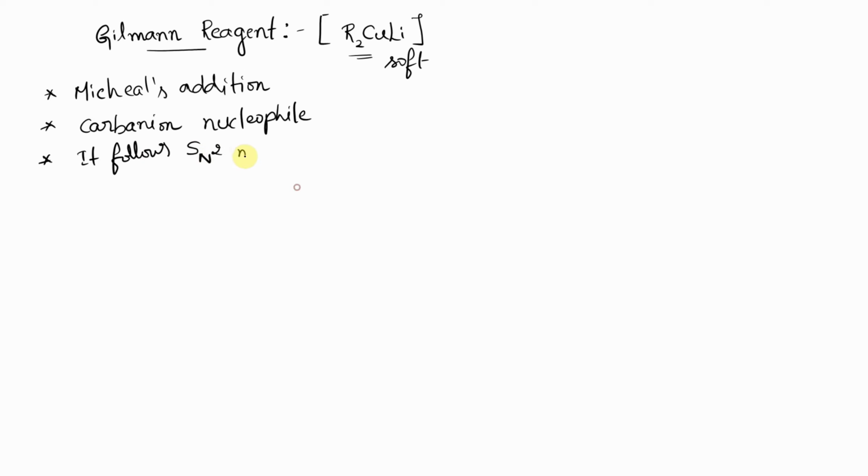You know the SN2 mechanism. What does SN2 mechanism mean? If a reaction is carried out in a single step and the rate of the reaction depends upon two species, a carbocation and the nucleophile, then the reaction is said to be an SN2 reaction, right? So this particular Gilman reagent always follows the SN2 mechanism.